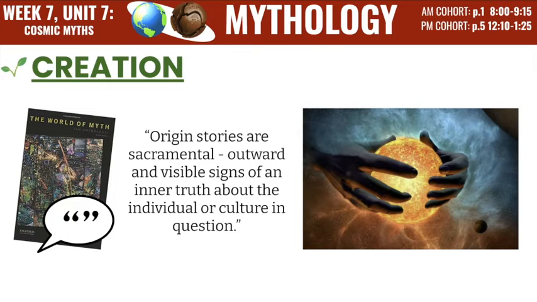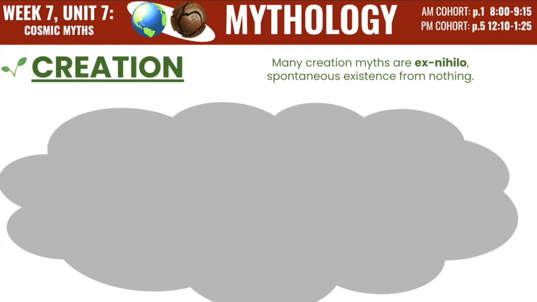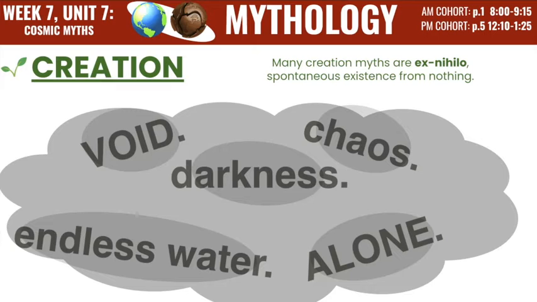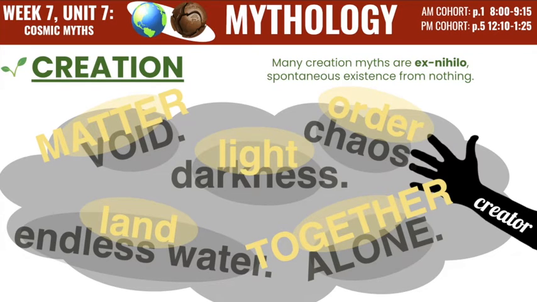So what's in a creation story? Well, many of them, as I mentioned earlier, are ex nihilo, meaning spontaneous existence coming from nothing. So in these stories, we'll often begin with words like void, darkness, chaos. There will often be endless water or a being who is alone. And then, as the story progresses, some kind of a creator figure often shows up, and suddenly we start seeing matter take over where there once was void. We see light entering the darkness and order coming to the chaos. Land is brought to the water, and instead of being alone, now figures are together.